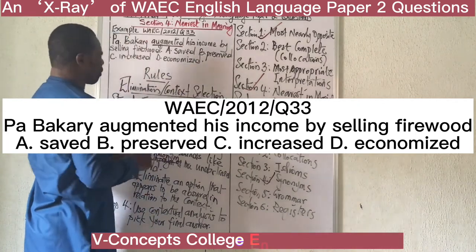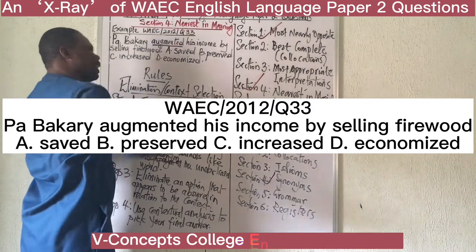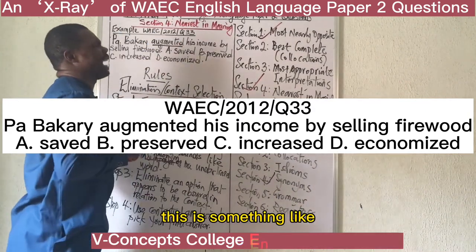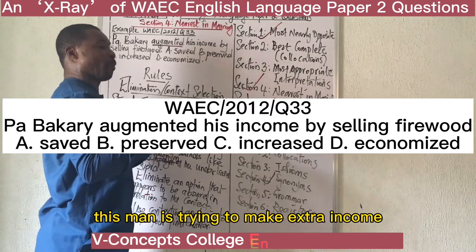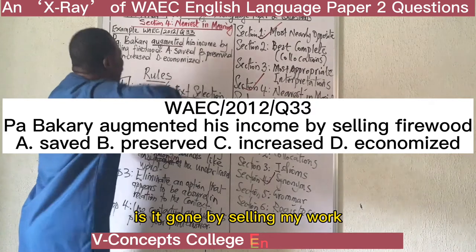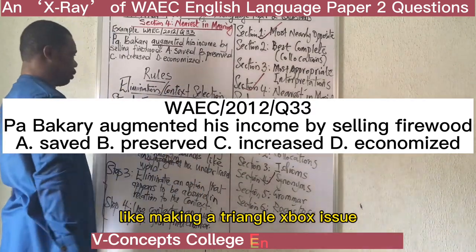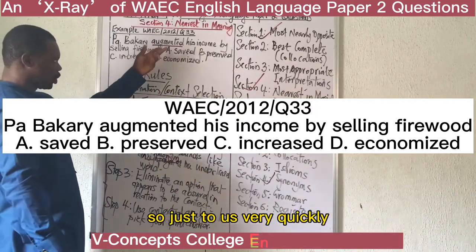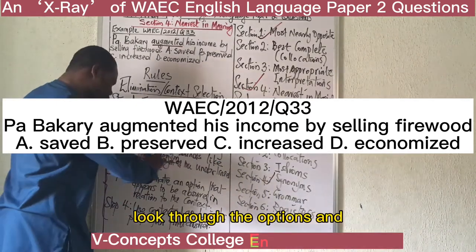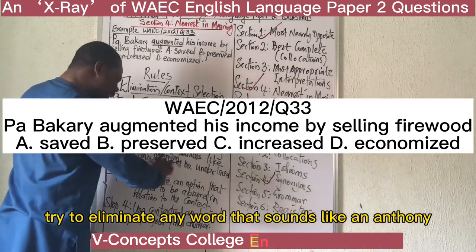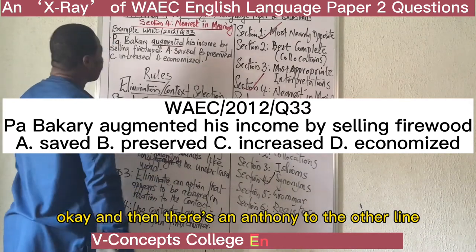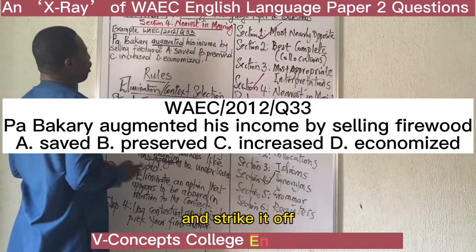If you don't know the meaning of augmented, by selling firewood, that's something that would quickly come to your understanding. This is something like, this man is trying to make extra income by selling firewood. So like, making extra income. That's what it should suggest to us very quickly. So you go over to step two. Look through the options and try to eliminate any word that sounds like an antonym. Then if there's an antonym, you strike it off.